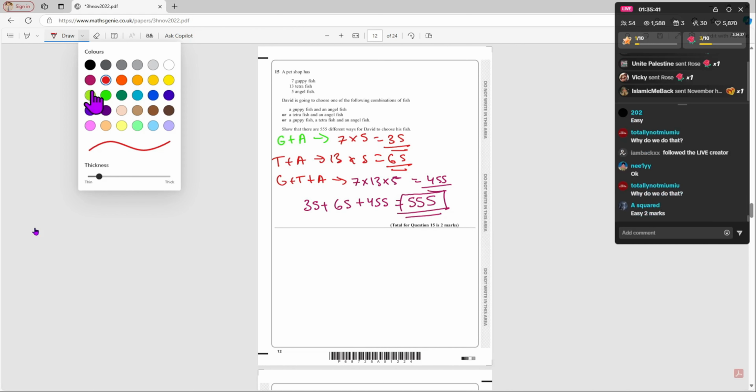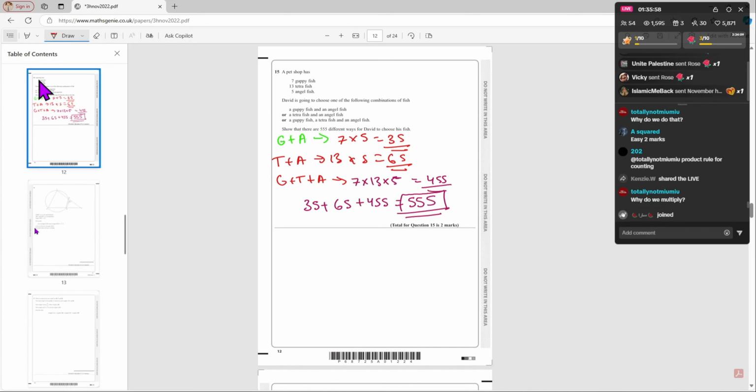Why do we add them together? It's because we have to show that there are 555 different ways for David to choose the fish. Yes, it is the product rule for counting. You multiply, it is the product rule for counting to get the total combinations of a specific thing. So, let's move on to our next question.